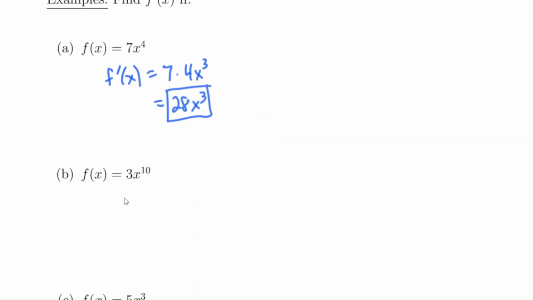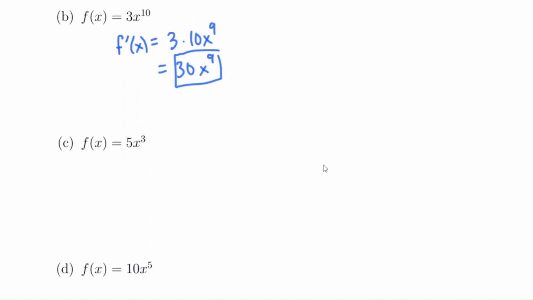Okay, what about the next one? The derivative of 3x to the 10th. Well, this is going to be 3 times the derivative of x to the 10th, which is 10x to the 9th. And notice what you eventually get is 30x to the 9th. And you could have got the 30 just by multiplying the 10 by 3. And then you lower that power of 10 to become a 9. So usually I skip this step and just go straight from here to here.